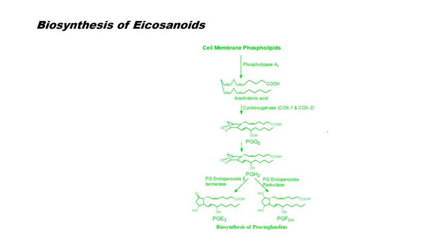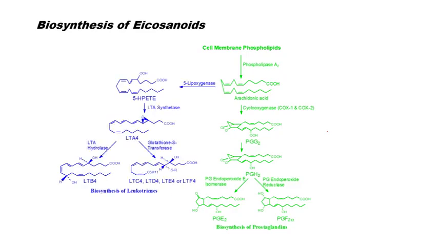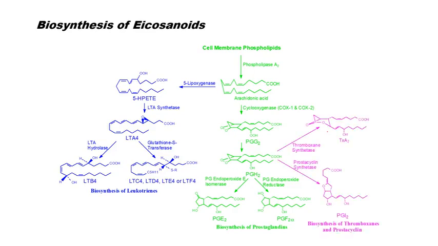or PGF2 alpha. At the same time, the lipoxygenase LOX enzyme will be able to generate the precursor of all leukotrienes, and we can find that by thromboxane synthase and prostacyclin synthase, we can obtain thromboxane and prostacyclin. Okay, now all these mediators are present.